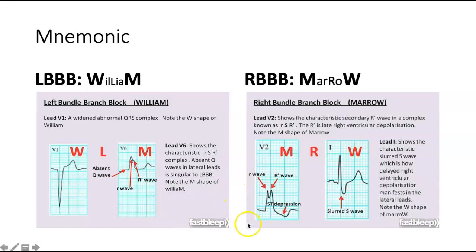For a right Marrow, we see in lead V1 or V2 in the precordial leads, this R prime or bunny ears, which, if you imagine, looks like an M. And then in lead 1 or the other leads, we will see a widened QRS complex. The L, of course, in William means left, and the R in Marrow means right. If, by chance, that is tough to remember, I have another quick kind of cheat way that I'll show you in a minute.